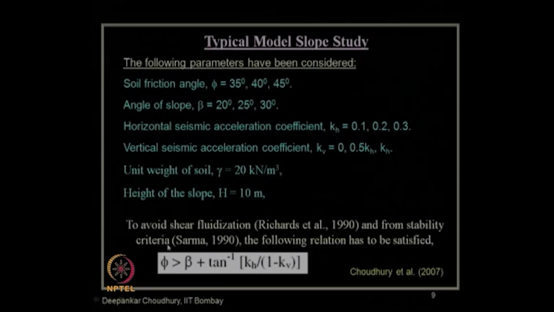We have also noticed and learnt in our previous lecture that a phenomenon called shear fluidization can occur even in the case of dry cohesionless soil, which is mentioned by Richards et al. For that stability criterion, the phi value should be greater than tan inverse of kh by (1 minus kv), and if it is a sloping ground, then the slope angle also gets added to that. That has been proposed by Sharma in 1990. So, this is the equation for the stability of a finite slope, that the phi value should be greater than beta plus tan inverse of kh by (1 minus kv).